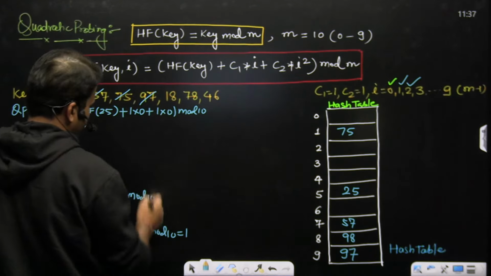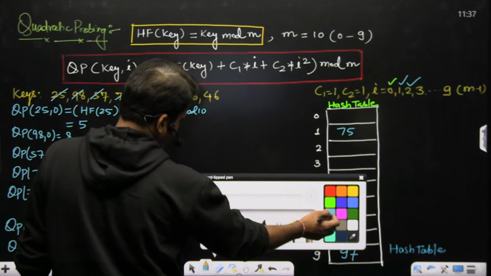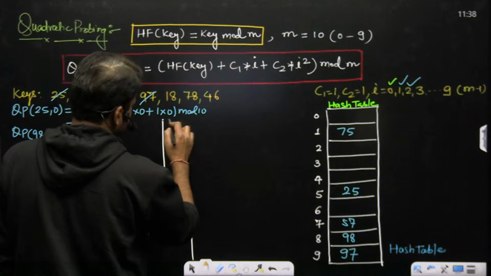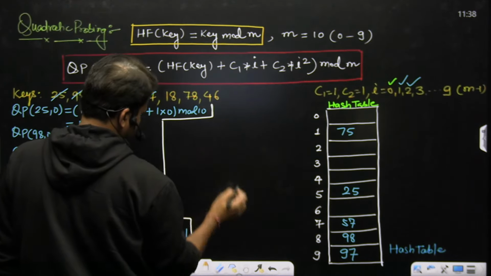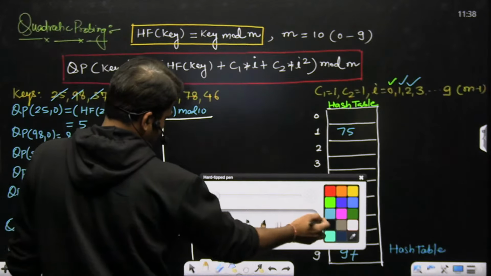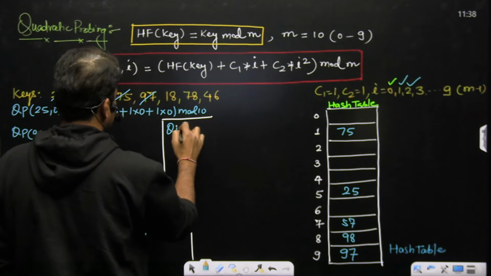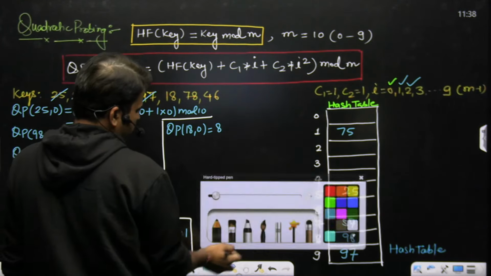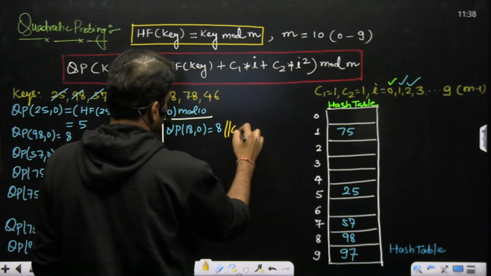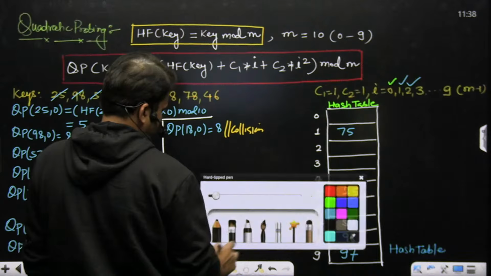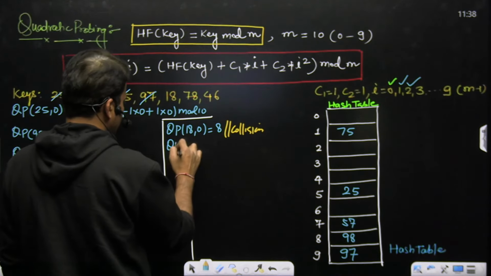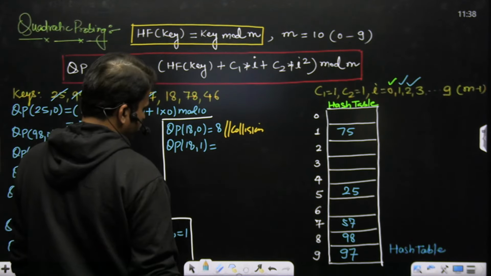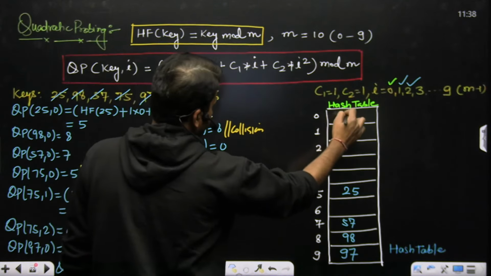Okay, what about 18? So this gives 8, so there is a collision at 8. Now I choose quadratic probing 18,1. So what will come at 18,1? 8 plus 2 is 10, 10 mod 10 is 0, yes this is 0. So 18 is stored at this index.